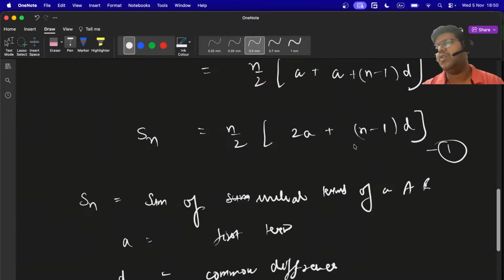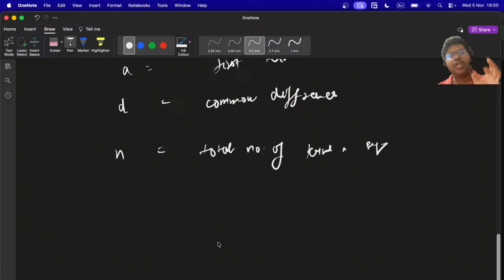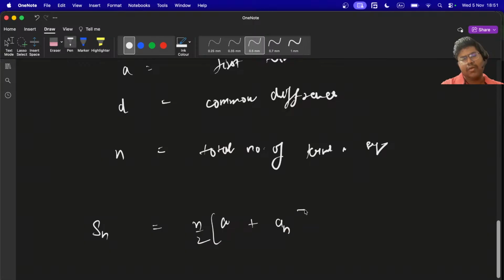But there might also be a case where you don't directly know the common difference, but you know the first term and the last term. In that scenario, the Sn would become n over 2 times a plus an, where an is the last term, or the nth term, of the sequence.